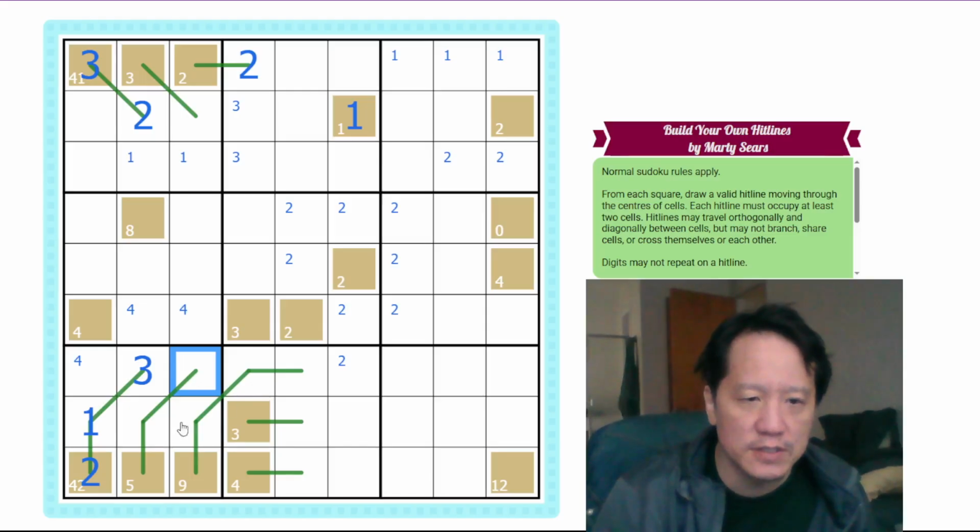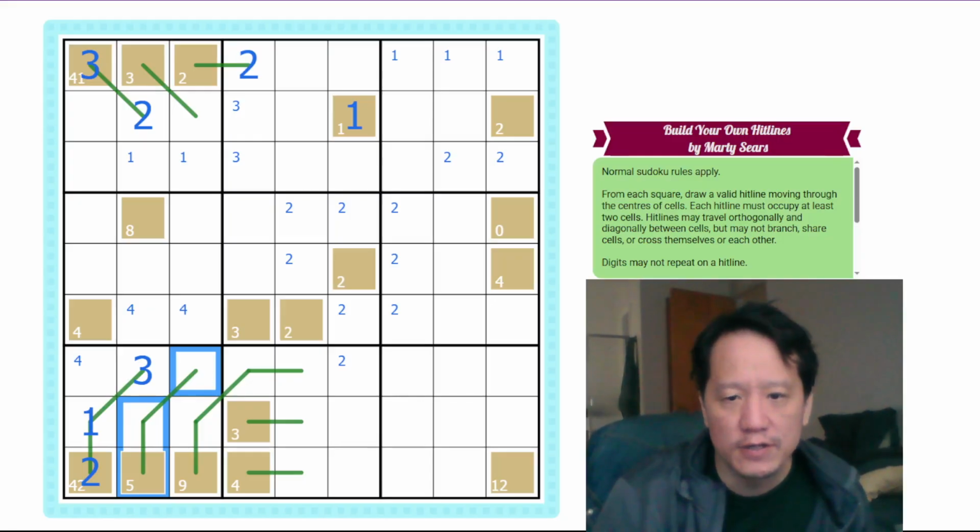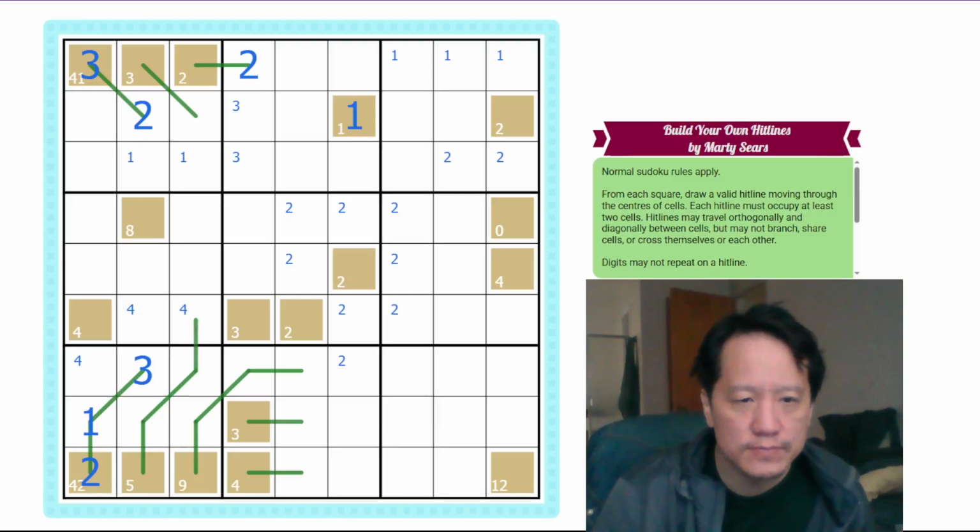This has to... does it have to extend? Yes. Because it doesn't match 1, 2, or 3. So it must extend out. And it needs a 5 somewhere. Well, this is going to have to be 4 and 5. 4 and 5.